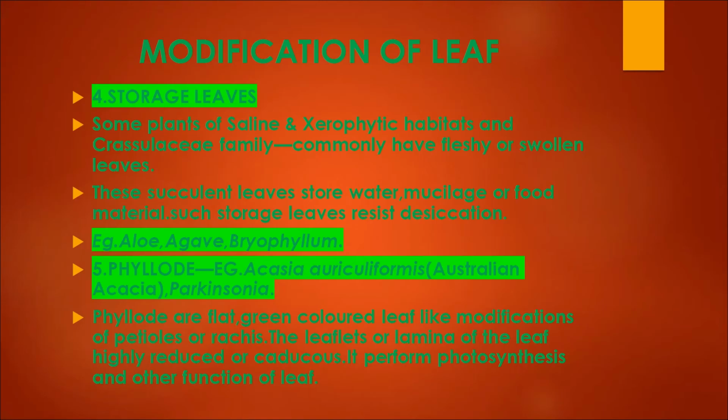The next modification is called phyllodes. In Acacia, phyllodes are flat, green, leaf-like modifications of the petiole or rachis. The petiole and the rachis become flattened and green, and they perform the function of the leaf. The actual leaflets and lamina of the leaf are highly reduced and become caducous. These phyllodes perform photosynthesis and other functions of the leaf.